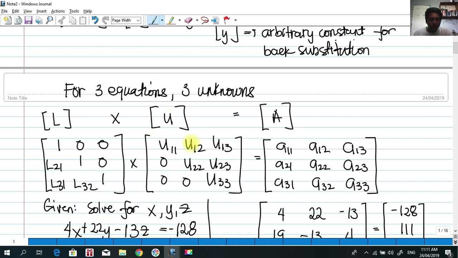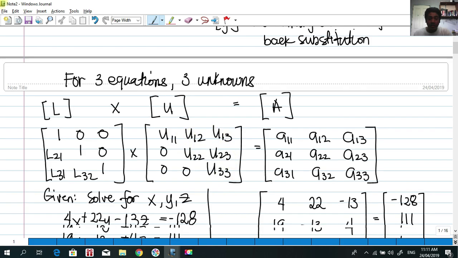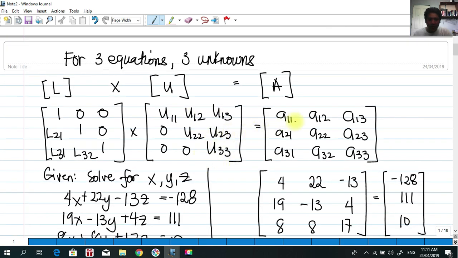The same for U, but the difference is that in the U matrix, we have a non-zero diagonal. We call it U11, U22, and U33 to denote its position in terms of row and column. The elements below the diagonal are zeros, and above this diagonal are non-zeros. And that is equivalent to A11, A12, A13, A21, A22, A23, A31, A32, and A33, the matrix form of A. This is basically valid only for a 3 by 3 matrix.